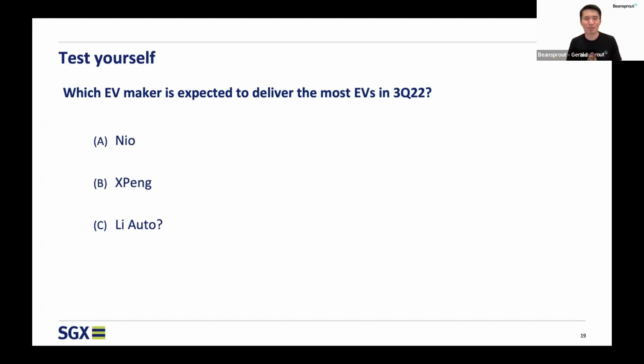Okay, so thanks so much for your response. See that a lot of people have been following what we shared earlier about tracking the delivery schedule of different EV makers. So I think most of the people got this right. NIO is expected to deliver the most EVs in the third quarter of this year because of the new launches that they are expecting over the next 1 month or so.